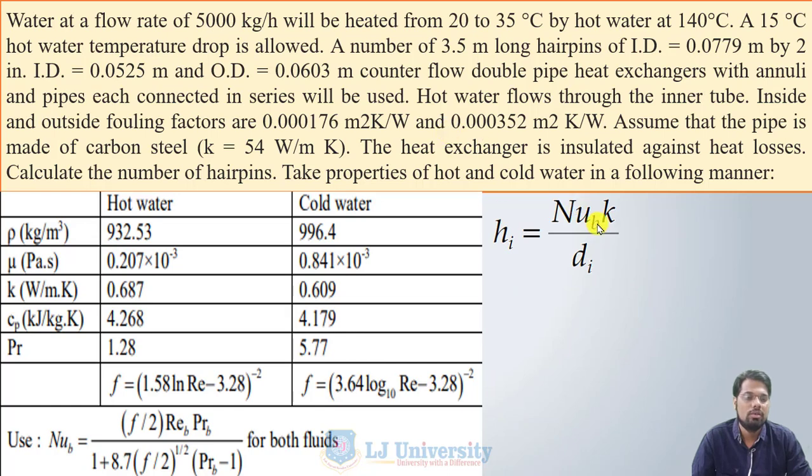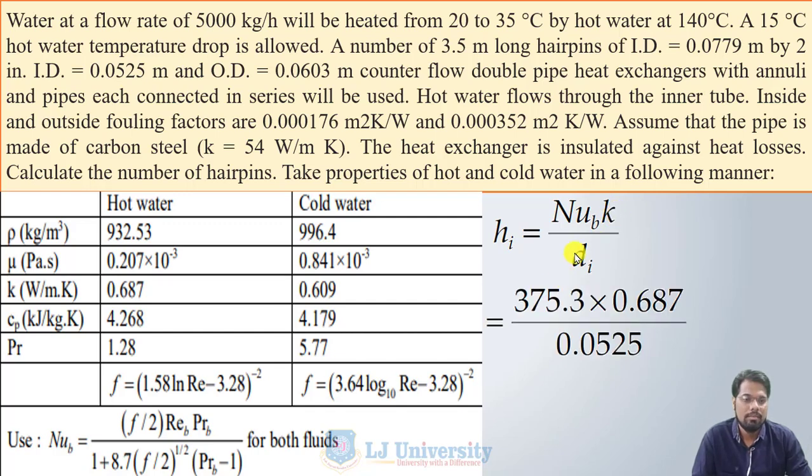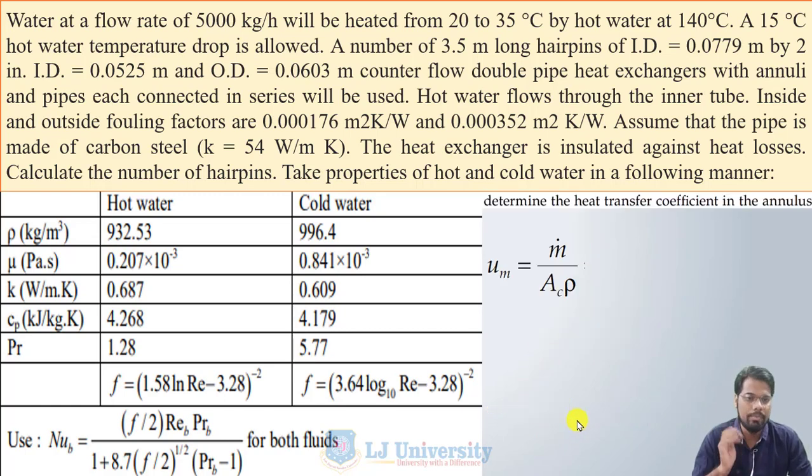Now we know that Nusselt number is equal to h Lc by k. In our previous heat transfer subject, in the convection chapter, we have used Nusselt number to find out the hi. So we know that Nusselt number is h Lc by k, where Lc is a characteristic length. In this case, our characteristic length is our di. So hi would be Nusselt number into conductivity divided by di. We know the Nusselt number as 375.3. The conductivity k is already given in the table, which is 0.687. The inner diameter is 0.0525. So solving this, we will get the value of the coefficient, which is 4911 watt per meter square Kelvin.